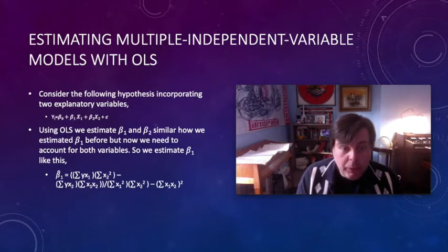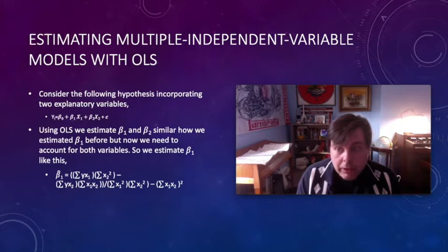If we run an OLS regression, the estimates of beta 1 and 2 are going to be calculated similarly to how it was calculated with a single variable regression equation, but we have to do a little more work. On the bottom there, you see the mathematical representation of how we would estimate beta hat 1, or beta 1. I guess the hat is redundant when we say estimate.